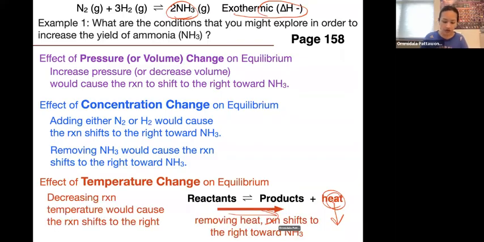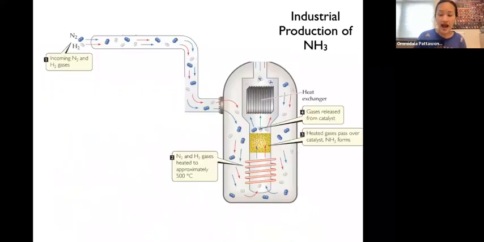So in this case, in order to cause the reaction to move toward the product, you will need to reduce heat, decreasing the temperature of the reaction. This concept is actually applied in how scientists design the reaction flask for the industrial production of ammonia.